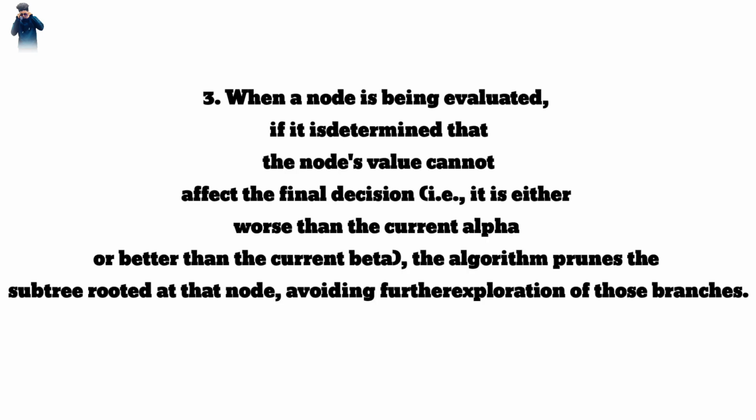3. When a node is being evaluated, if it is determined that the node's value cannot affect the final decision, i.e., it is either worse than the current alpha or better than the current beta, the algorithm prunes the subtree rooted at that node, avoiding further exploration of those branches.